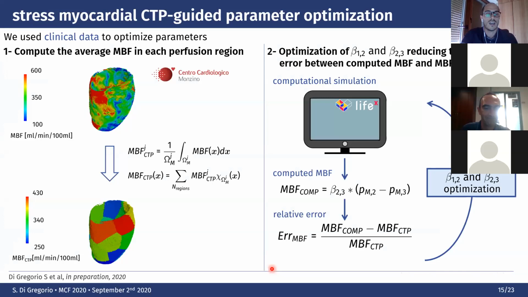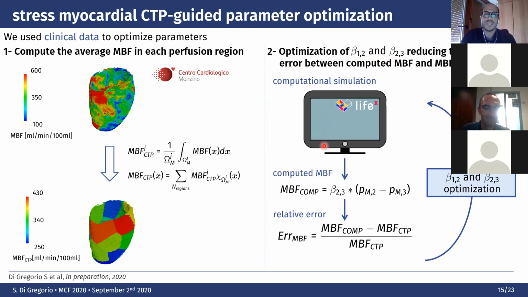The second phase is the stress myocardial CTP guided parameter optimization, and in this phase we use clinical data. In particular, we start from the myocardial flow provided to us by the Centro Cardiologico Monzino, and we compute the average myocardial flow inside each perfusion region, and we obtain what we define as MBF-CTP. Then we step to the optimization procedure, in which we start from the values of beta 1,2 and beta 2,3 estimated in the previous iteration.